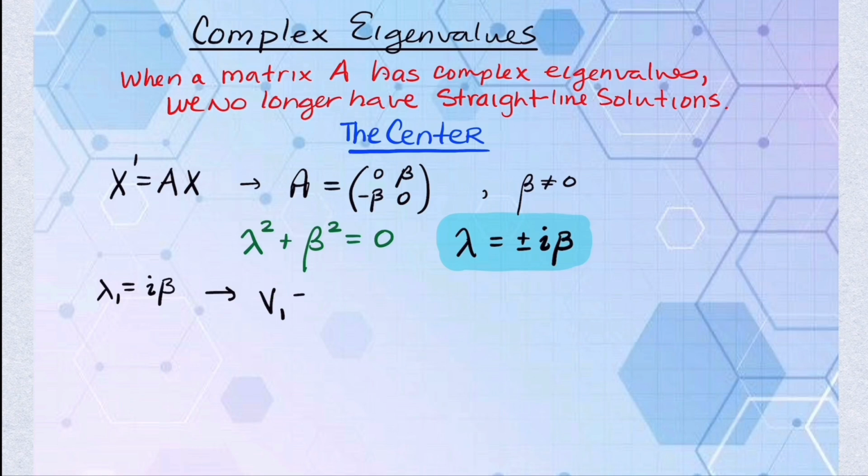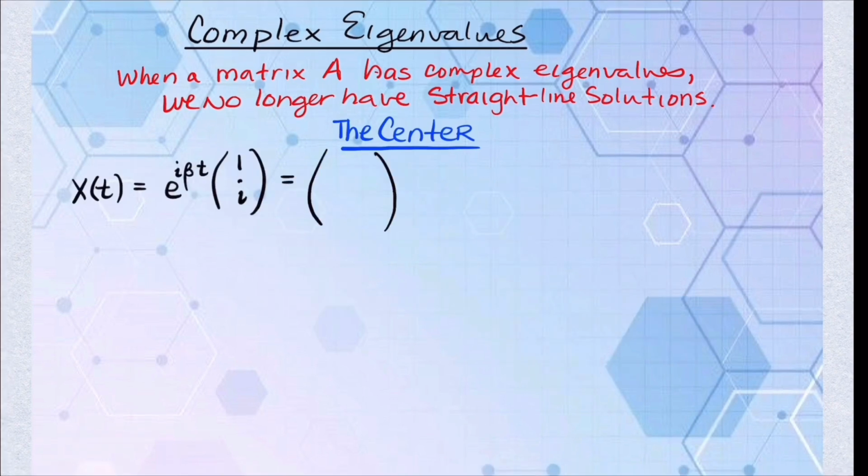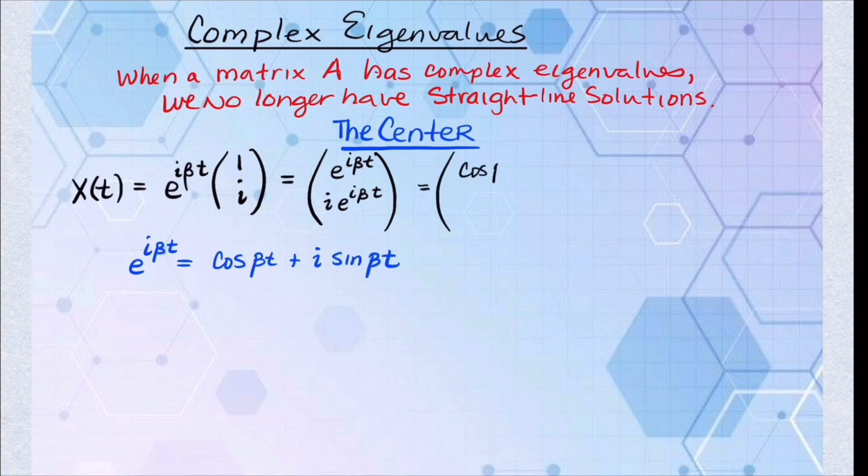So we take the positive eigenvalue, i beta, and its associated eigenvector, (1, i). That gives us the general solution, x of t is equal to e to the i beta t times (1, i). That's our complex solution to our differential matrix equation. What we'll do here is we'll multiply through first with that exponential, and then we'll use Euler's formula to expand out e to the i beta t into its cosine and sine parts, or otherwise known as its real and imaginary parts.